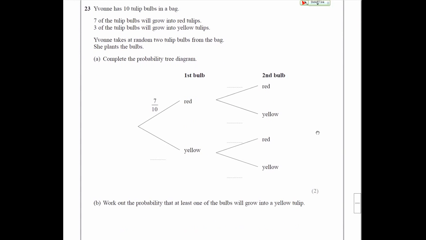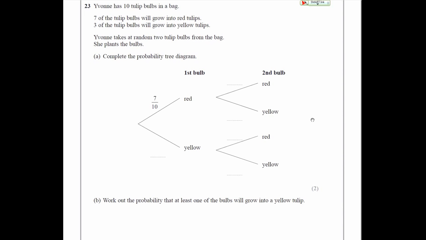Yvonne has 10 tulip bulbs in a bag. 7 of the tulip bulbs will grow into red tulips. 3 of the tulip bulbs will grow into yellow tulips. Yvonne takes a random 2 tulip bulbs from the bag. So let's draw our bag out, okay? I like a diagram. Our bag, we've got 7, 1, 2, 3, 4, 5, 6, 7 that will go to red. And I'm afraid I'm going to do these in green because yellow doesn't show up very well for you. Okay, so 3 that will grow into yellow.